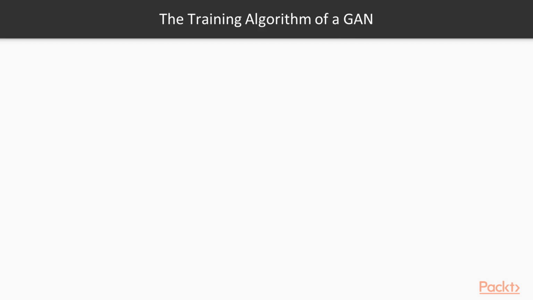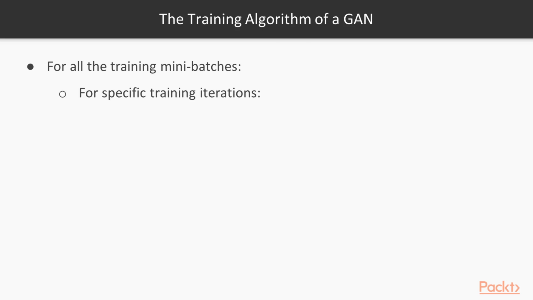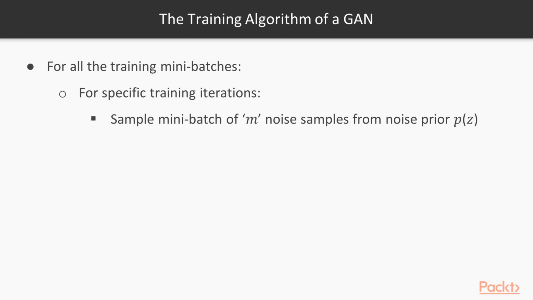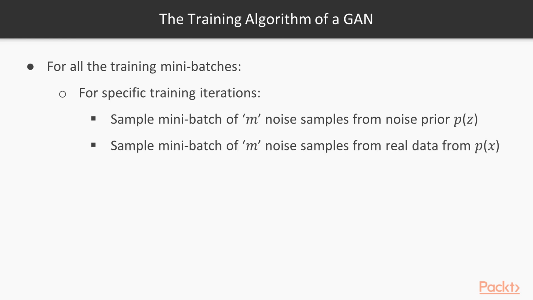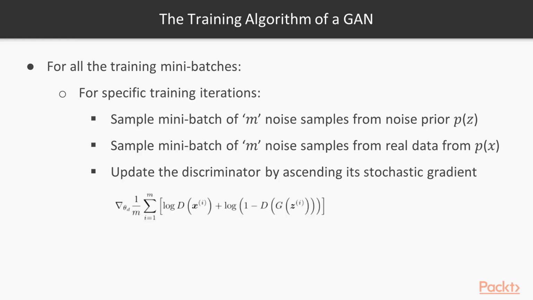The training algorithm of a GAN is given here. We consider a specific number of iterations, and for all training mini batches, we go through all iterations. In each iteration, we sample a mini batch of M noise samples from the noise prior P of Z. We must also sample a mini batch of M samples from real data from P of X. We must update the discriminator by ascending its stochastic gradient, as you can see here in the first formula.